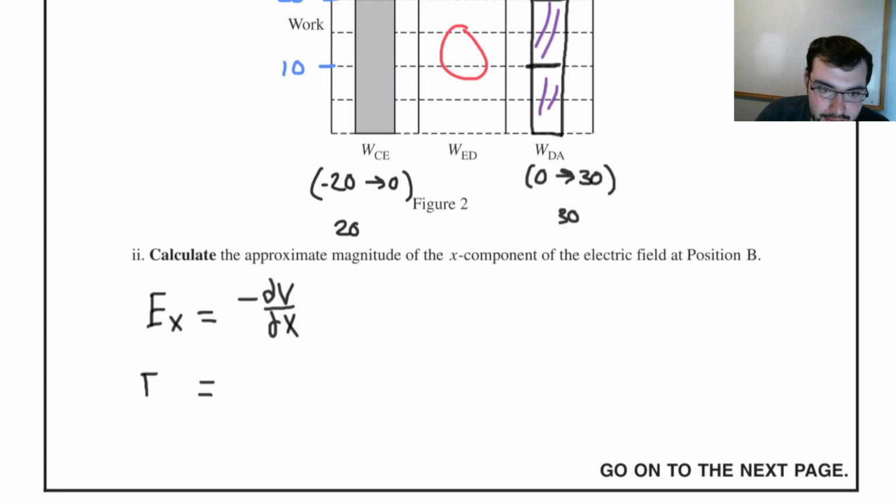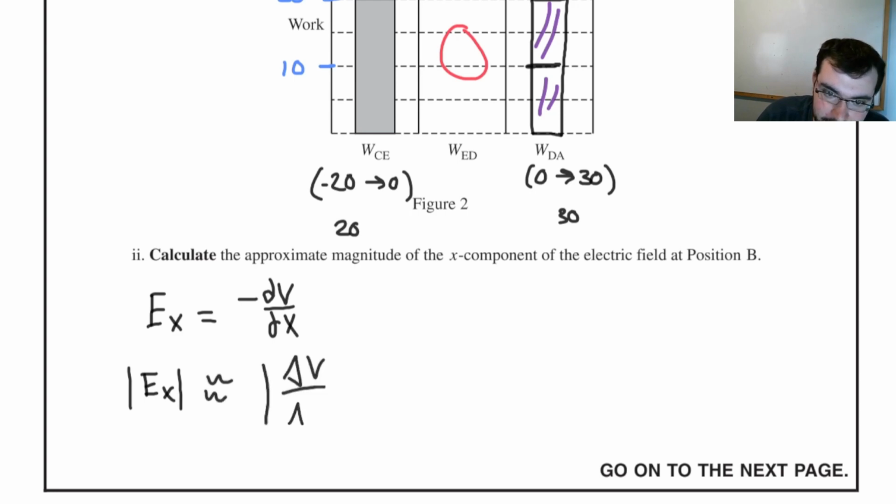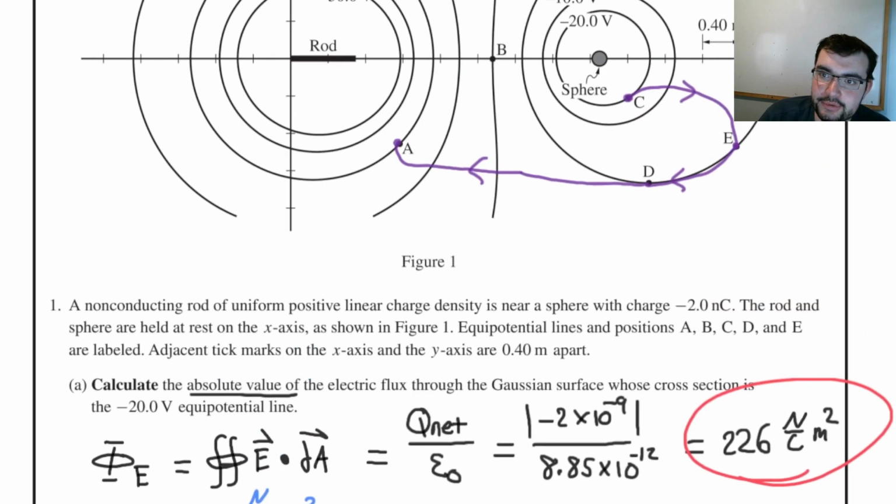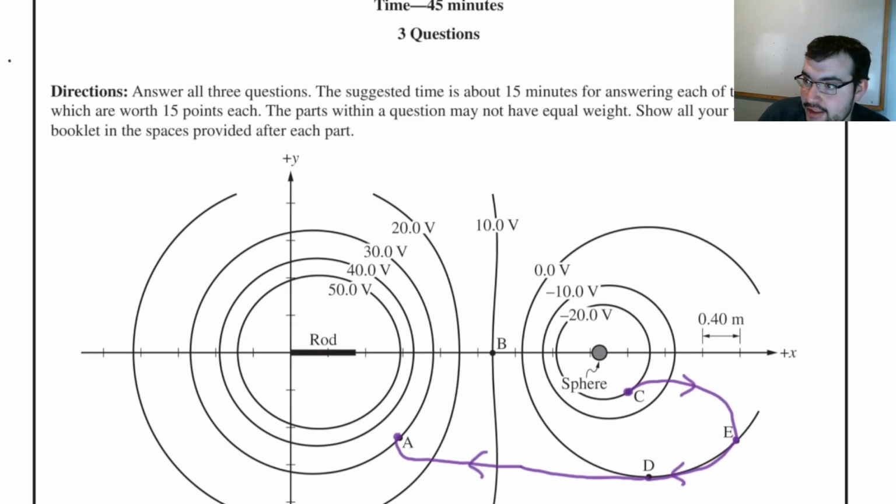So if we're just estimating E sub x and we want the magnitude of it roughly, I'll change this to some approximate symbols for us. It is approximately equal to the magnitude of change in volts over change in distance. Just a nice little delta here. So we just got to find near position B a change in volts and a change in position. We're given that the tick spacing is 0.4 meters. And I need to really find a distance here.